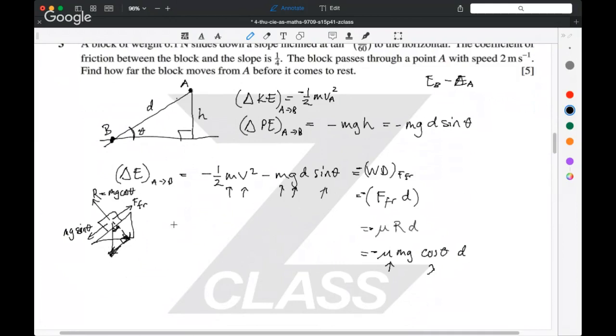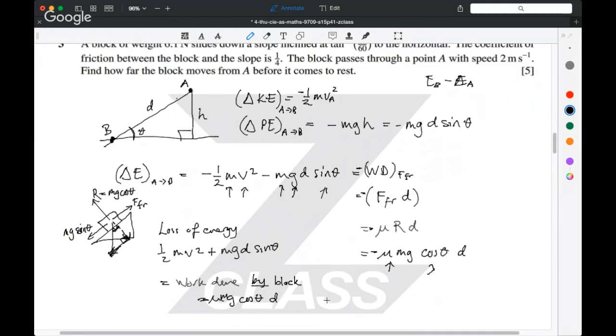So just to make it absolutely clear, I could talk about loss of energy, which is the positive 1/2 mv squared plus mg d sine theta, is equal to the work done by the block, which is equal to mu mg cosine theta times d. So I hope that that's a bit clearer.